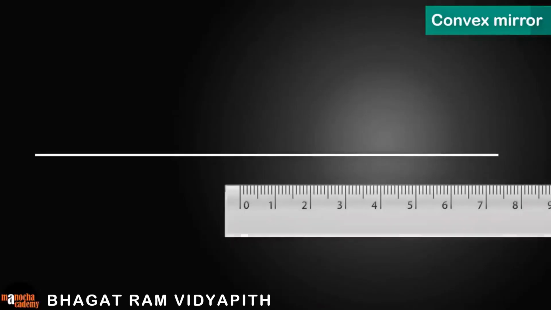Using a ruler, mark 3 points where P is at 0 cm, F is at 3 cm and C is at 6 cm. You can take any convenient distance as long as F is exactly in the middle between P and C. So the distance CF is equal to FP.